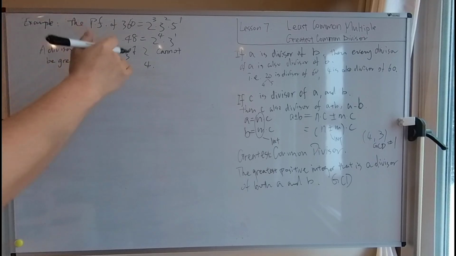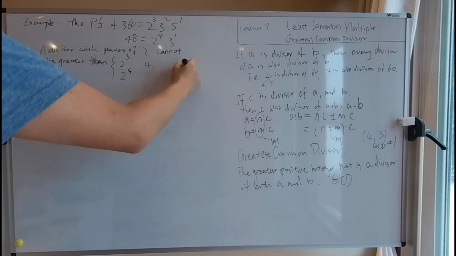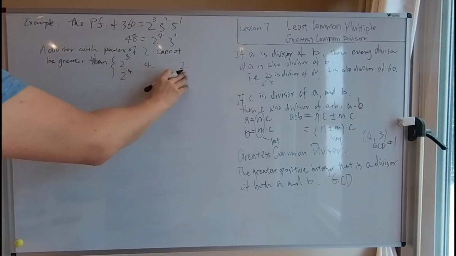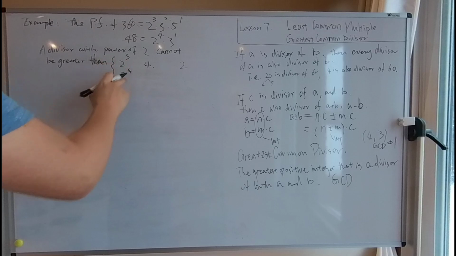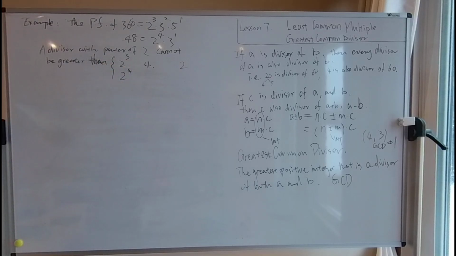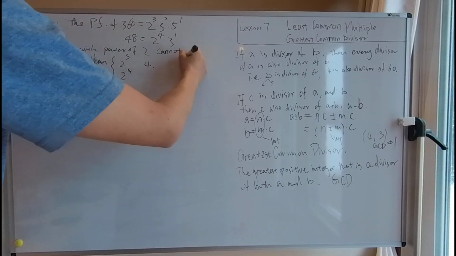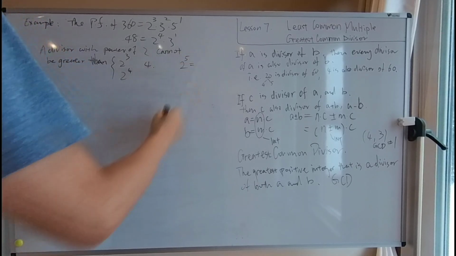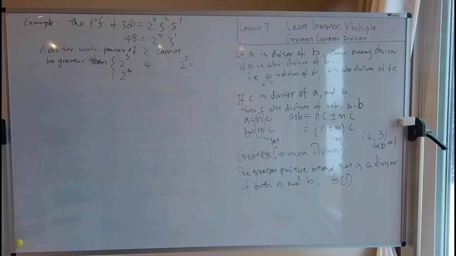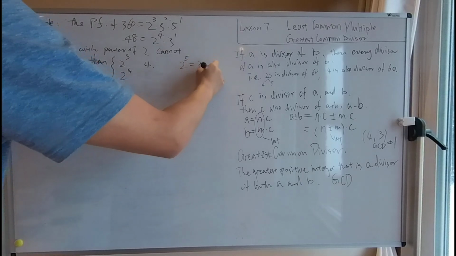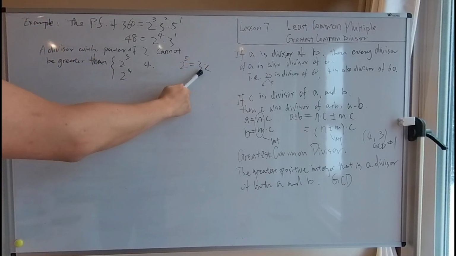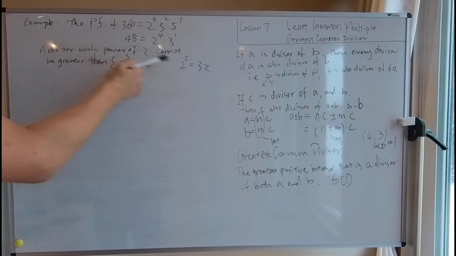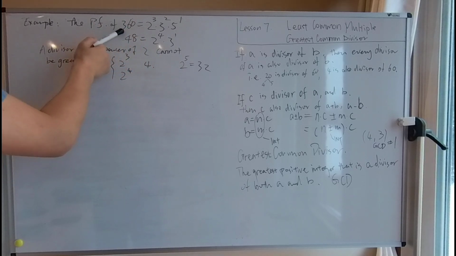For example, if I have a number that contains a prime factor of 2 and the power is greater than 4, so that could be 5, and the number 2 to the 5th power is 32, then you can test that 32 is clearly not a divisor of 48, and it's also not a divisor of 360.